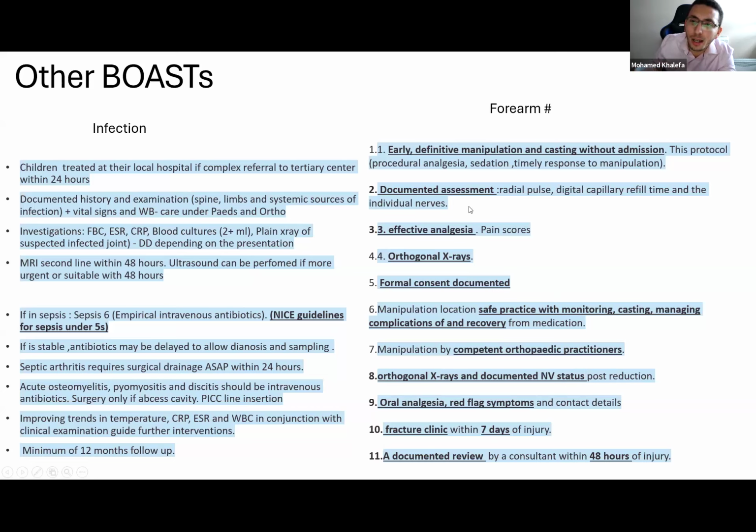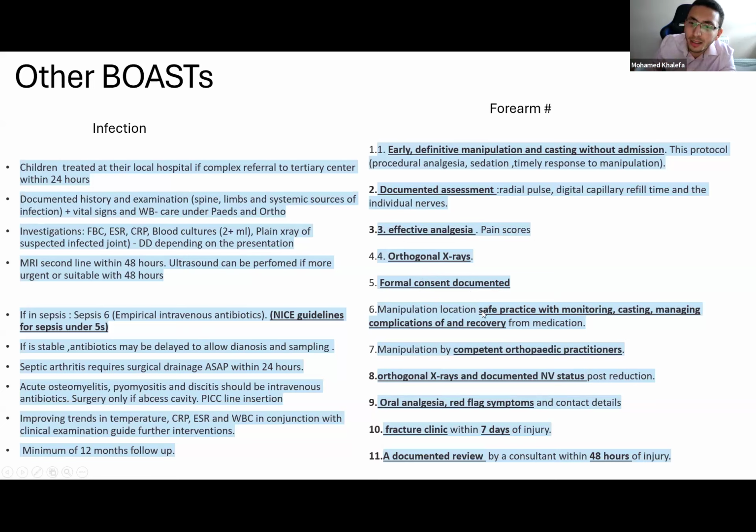Again, same as the supracondylar, you document radial pulse, capillary fill, and individual nerves. They should have effective analgesia, pain scores, orthogonal X-rays. You get formal consent from the children and their parents. So if the child is old enough, Gillick competent, they can sign, but otherwise from the parents.